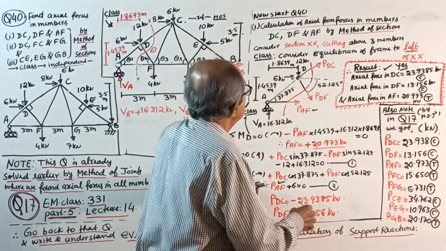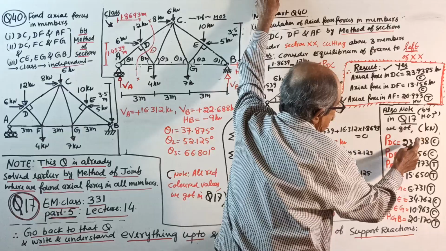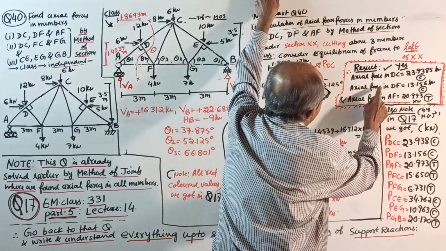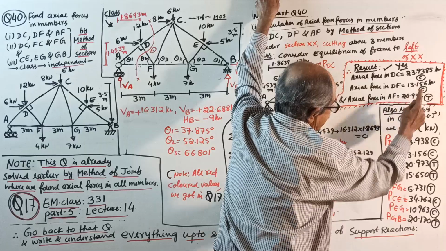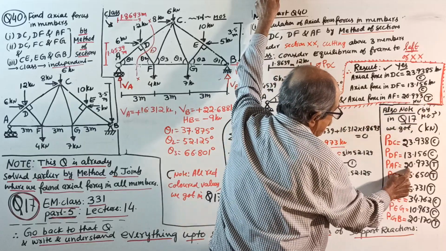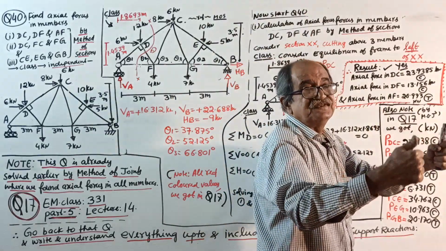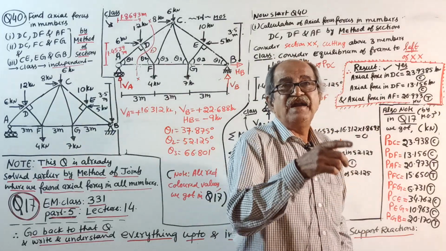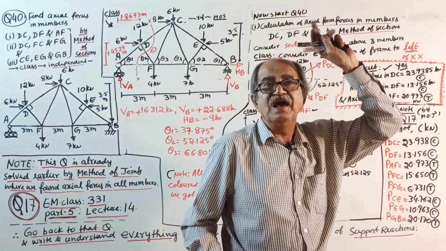Okay, check the answer now. DC, 23.9385. Oh, 938 you got there, 85 you got here. Okay. DF, 13.156. Yes. AF, 20.97. Then see, yes, right here. We got exactly the same answer we got by method of joints earlier.